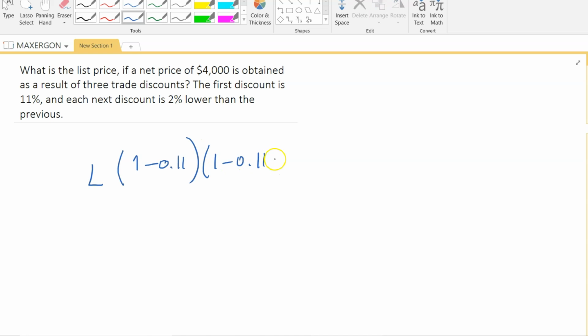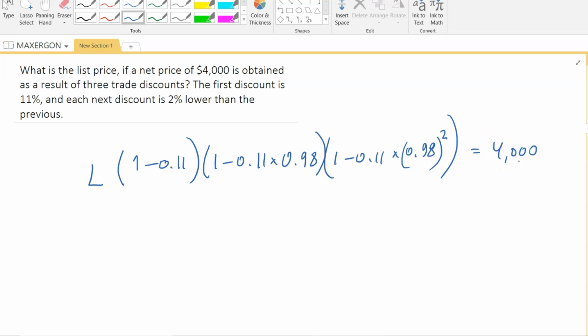The second discount is 98% of the first discount, and the third discount is 98% of the previous discount. So notice how I wrote it 0.98 squared, because I basically have to multiply the previous discount by 0.98 again. This should be equal to $4,000 as the net price. Now, from here we need to find L.